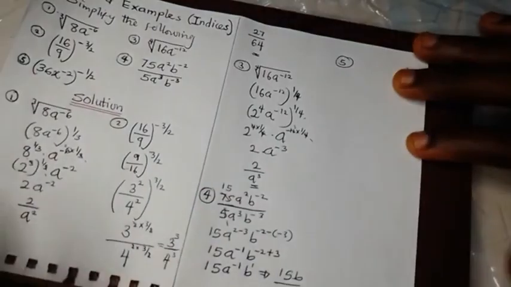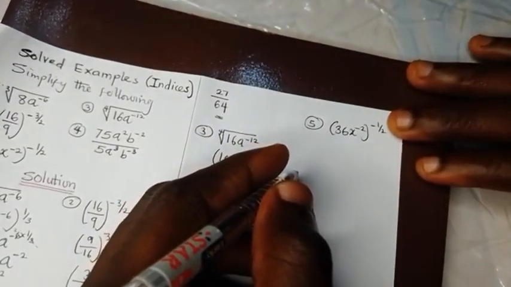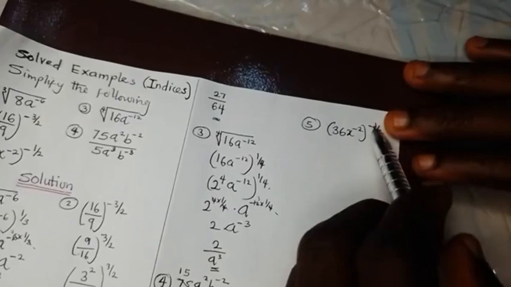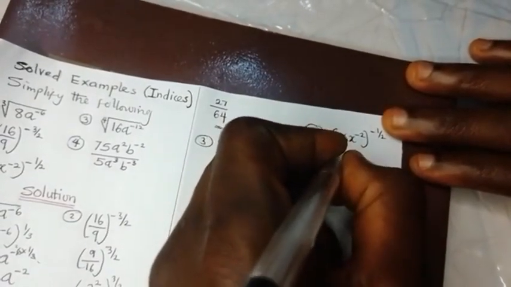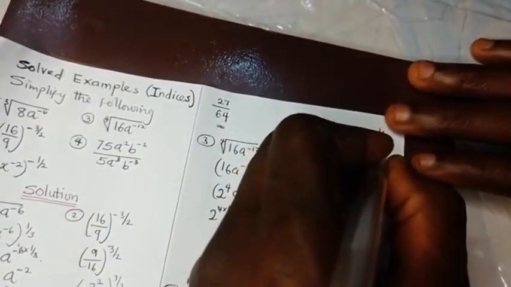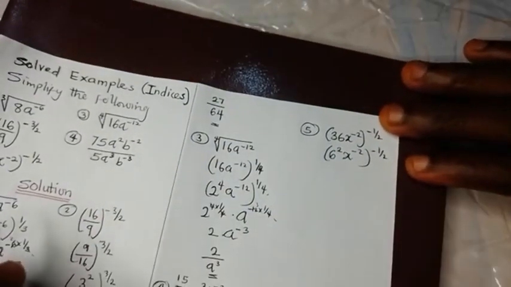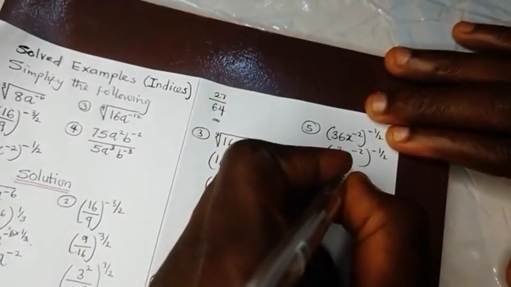That's question number 5, and question number 5 is just 36x raised to the power minus 2, raised to the power minus half. You can expand this, or you can decide to apply flipping first, but let's first of all apply it before flipping. This is the same thing as 6 raised to the power 2, and x raised to the power minus 2, all raised to the power minus 1 over 2. Now we can open the bracket with the power such that we have 6 raised to the power 2 multiplied by minus 1 over 2.